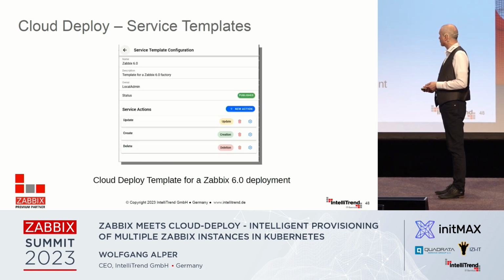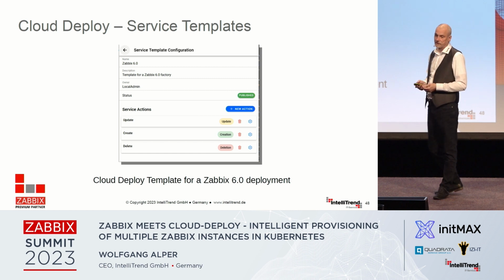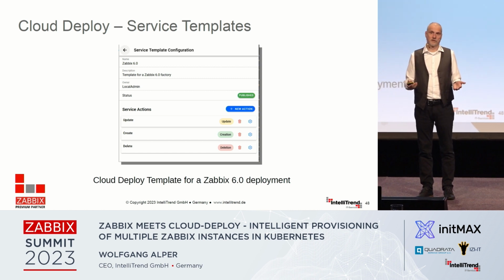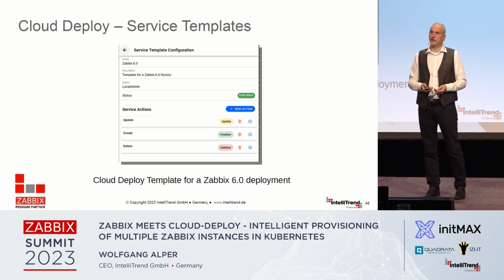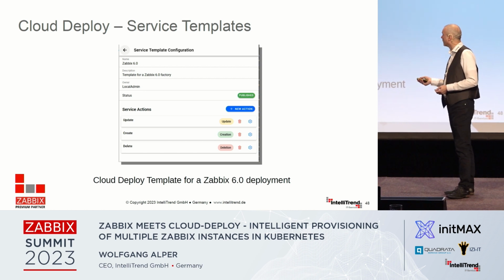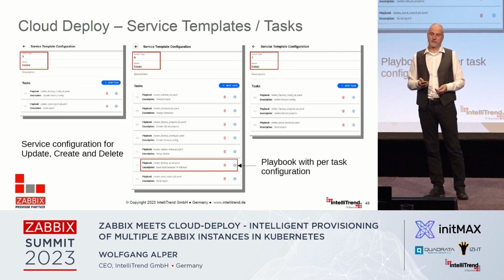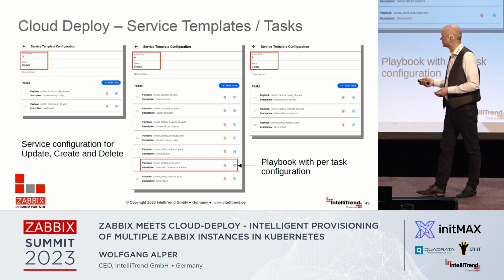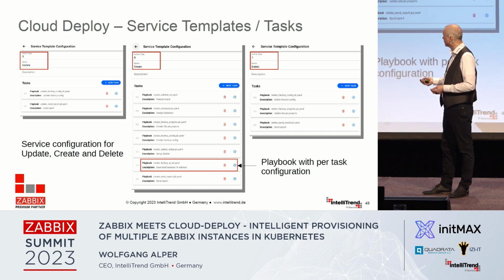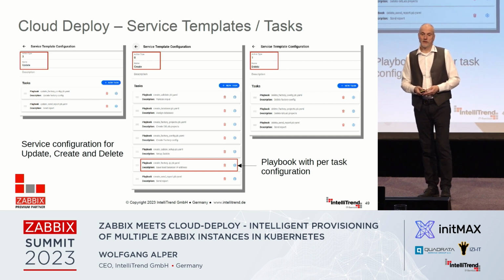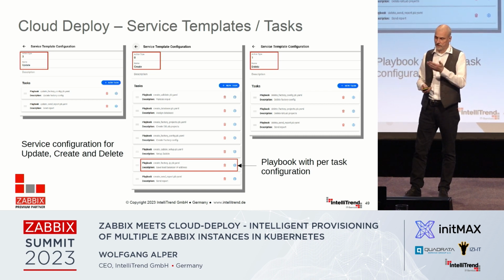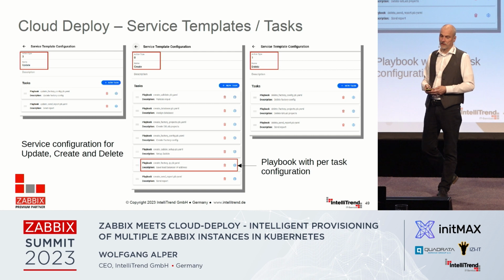And that is how it looks. So we have a template definition here to provide a Zabbix 6.0 instance. And the actions defined for this instance are update, create, and delete. These are the screenshots of the update, delete, and so forth actions with their individual steps. And these steps can be, for example, Ansible playbooks that are being executed, and each task can then have its own configuration depending on the playbook that's being executed.